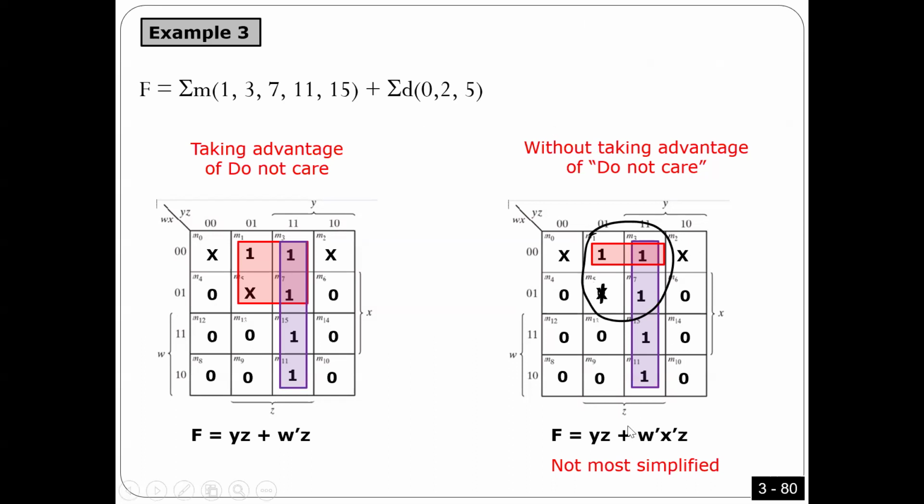So without simplification, or without taking advantage of don't care, this is the function I'm gonna get here. But if you take advantage of don't care, you are gonna get a more simplified function. So the two functions here have 2 terms. Okay. But this term here is actually only 2 variables. This one is actually 3 variables, because this is a group of 2 and this one a group of 4. Any questions?